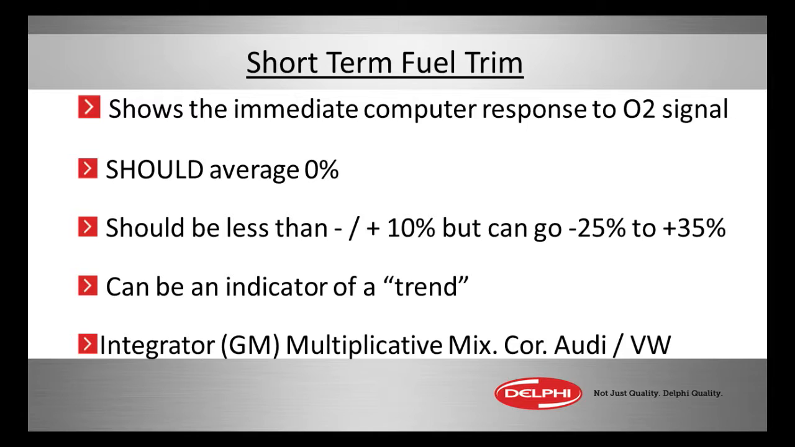We're going to see fluctuations within 10%, positive, adding fuel, or negative, taking fuel away if it's being sensed rich. It could go as high as 25 to 35, either negative or positive, rich or lean. But when we see those kinds of numbers, almost assuredly you'll get the MIL on for a rich or lean problem. It's an indication of the trend, what's going on with the engine. And it's an old term, from the OBD1 days. If you're an older tech like me, you remember integrator. That was the same as fuel trim, with 128 being the magic number for General Motors, and also for VW and Audi, they call it multiplicative mixture correction.